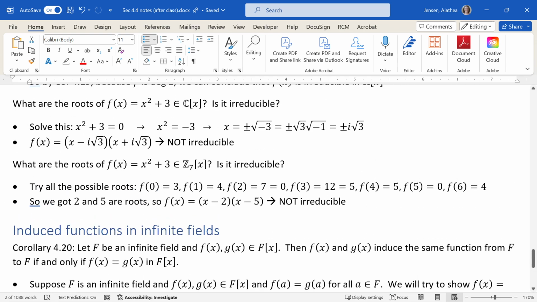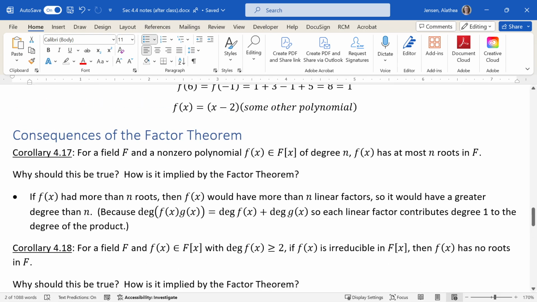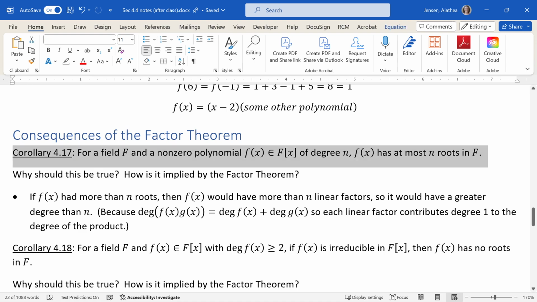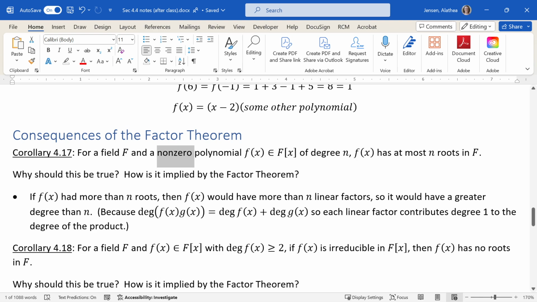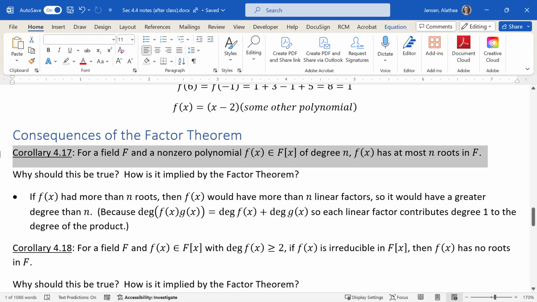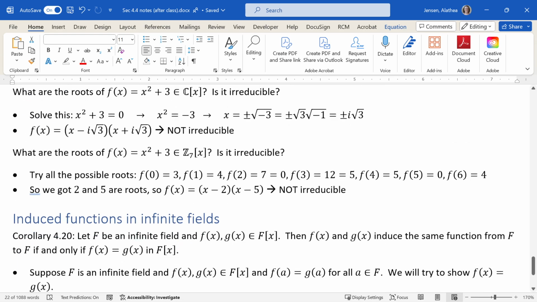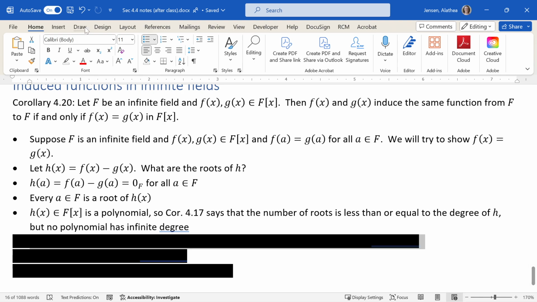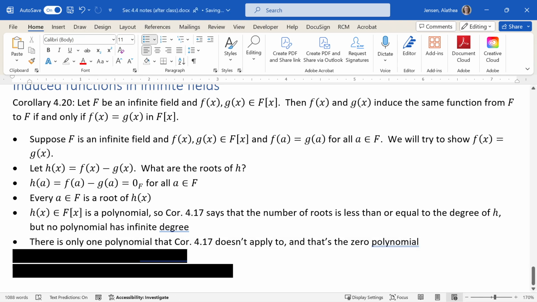Well, the way you make sense of it is you look back at 4.17 and realize there's actually one polynomial that this corollary does not apply to. There's like this one little loophole, and that is given by this word right here. So the 0 polynomial is an exception to the rule. And if you think about it, that should make sense, right? Because for the 0 polynomial, everything is a root. You get 0 whenever you plug in anything. So come back here, we conclude that our h function must actually be the 0 polynomial. That's the only one that could have infinitely many roots, according to corollary 4.17.